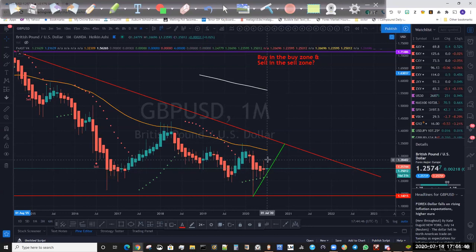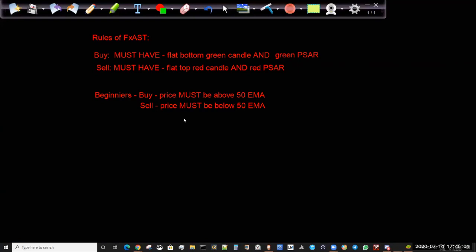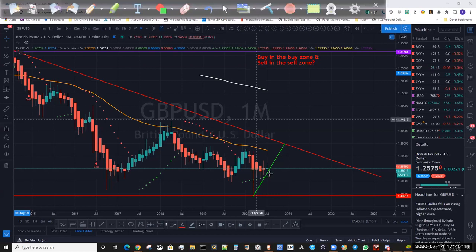And as we get closer to price action, say at this monthly candle here, is this a time to sell right now? Would we sell right now? Yes or no? Just based on these rules, let's go back to our blackboard. The rules to sell: flat top red candle and red SAR, and price must be below the 50 EMA. Janelle, you said yes. Yes, we want to have red SARs like we have here, and we want to have the flat top candles.